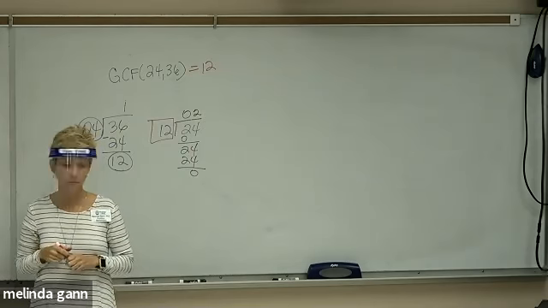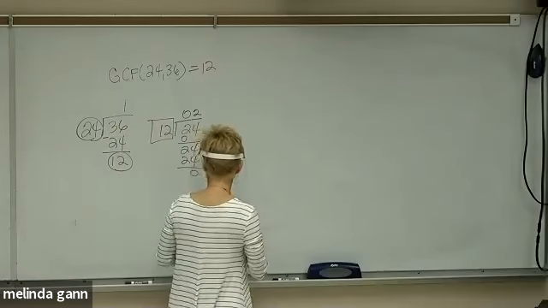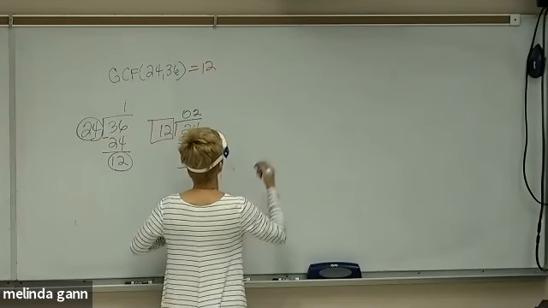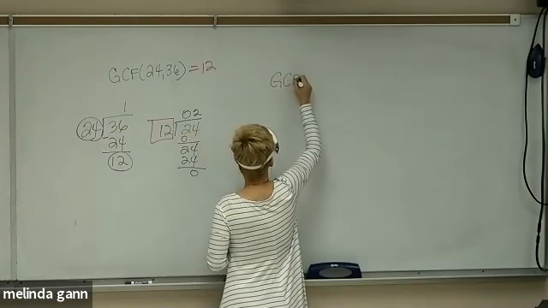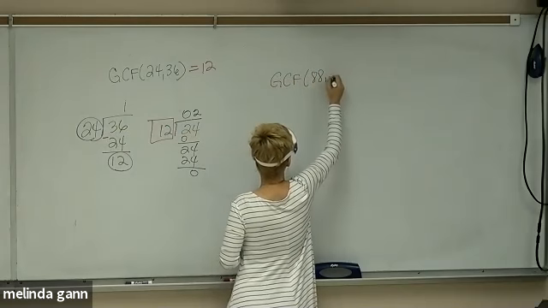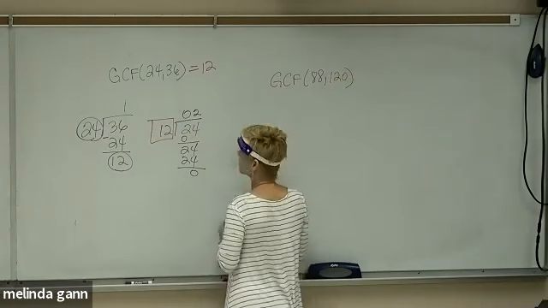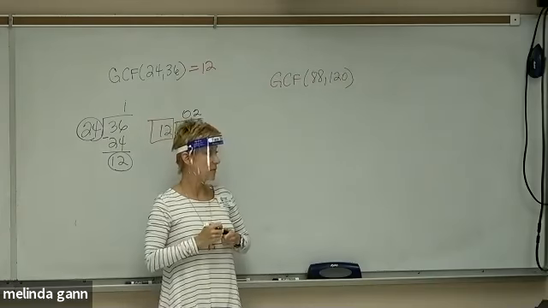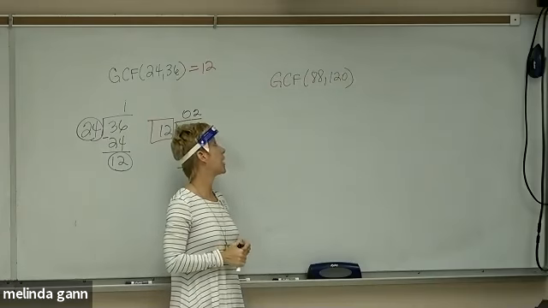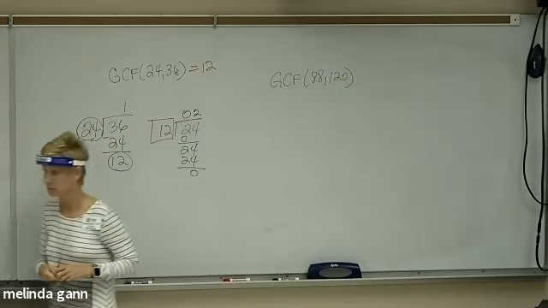Okay? So why don't you try that other one? Why don't you try to find me the greatest common factor between 88 and 120. We worked that one a minute ago using prime factorization. Now you try it using the Euclidean algorithm.